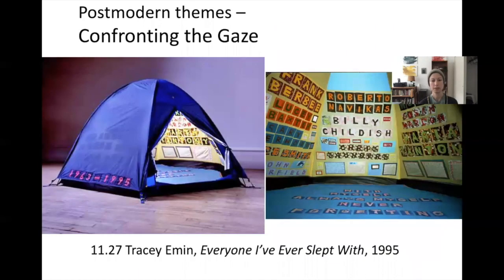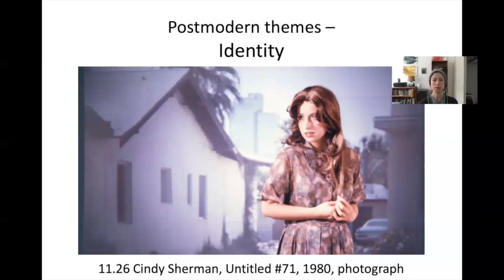Tracy Emin takes a sex-positive approach and sews the names of every person she ever slept with on the inside of a tent. She was bringing to light the female gaze, that women actively desire men or women. Postmodernism often deals with constructing identity as well.